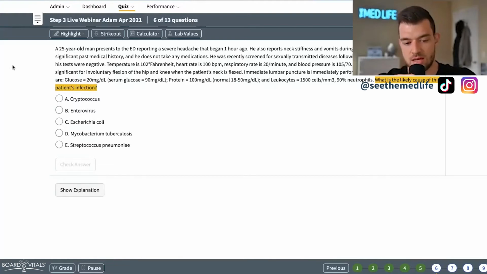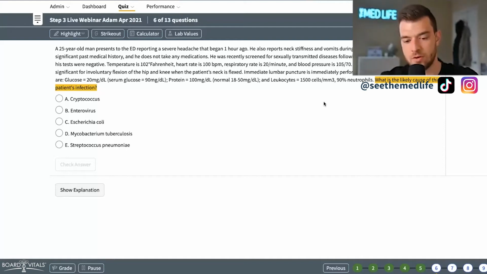Physical exam shows involuntary flexion of the hip and knee when the patient's neck is flexed. Immediate LP is performed, and CSF analysis shows glucose of 20, so that's low, a protein of 100, that's on the high side, leukocytes of 1,500 cells, and there are 90% neutrophils. So did this person end up having HIV?